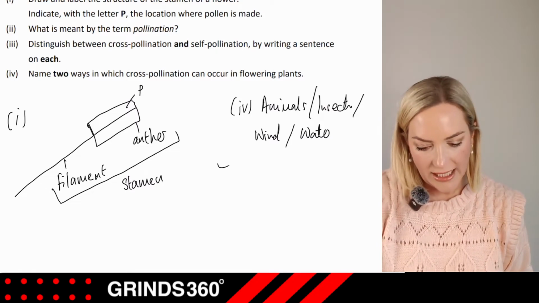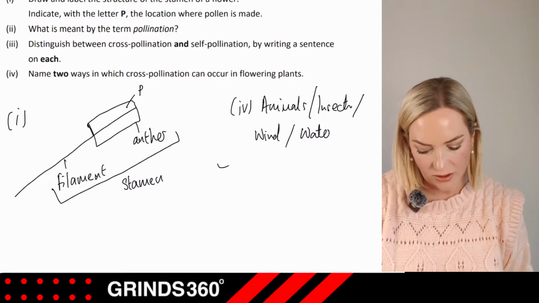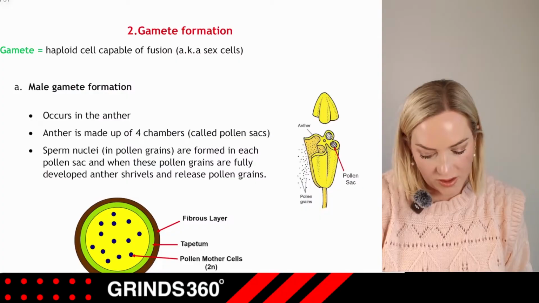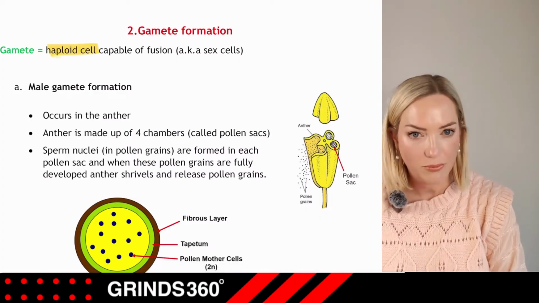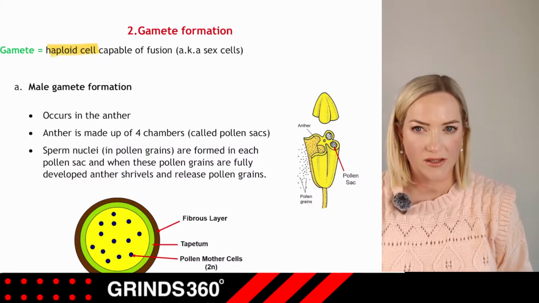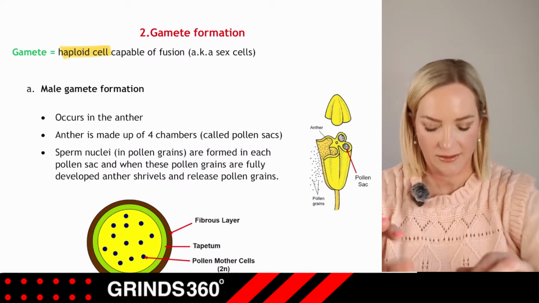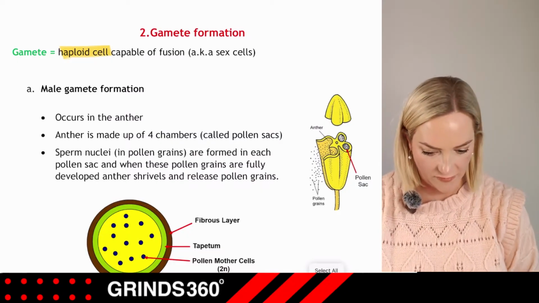We're now going to go on to male gamete formation first. With male gamete formation, a gamete is haploid. You need to know the definition of haploid. Haploid is one set of chromosomes. Your gametes are sex cells. I'm just fixing this here. So we're going to look at our male gamete formation first.